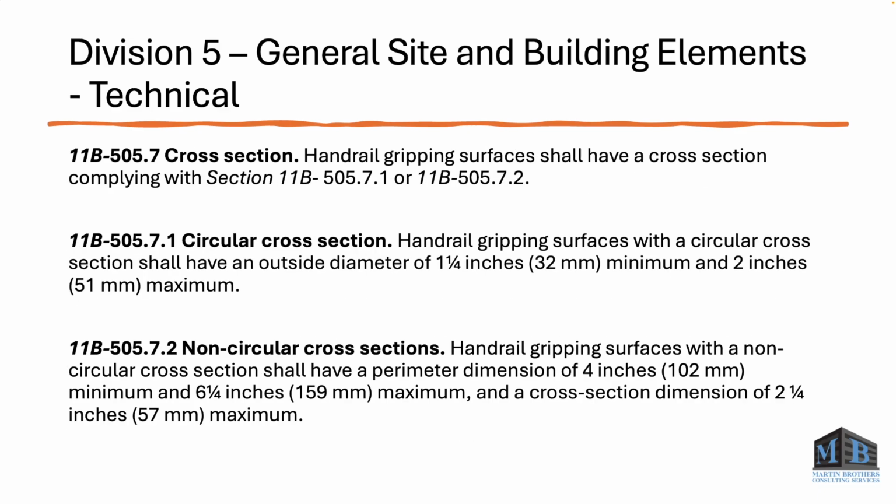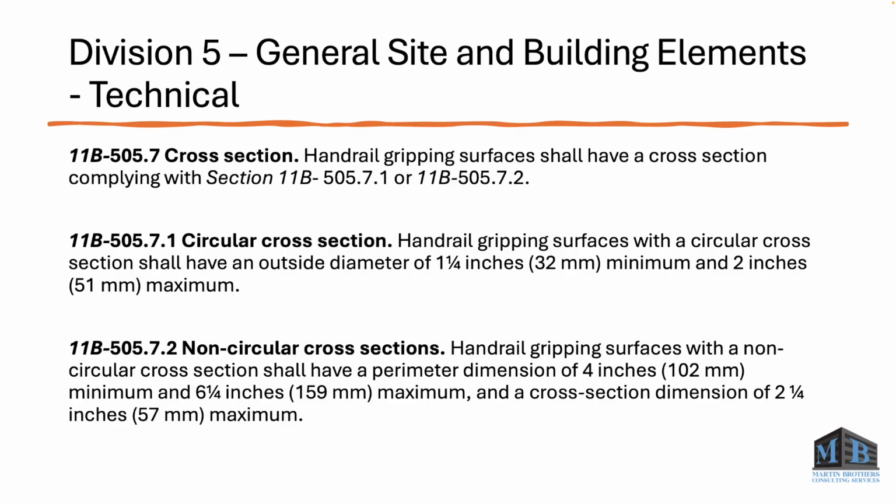Handrail cross sections. 11B 505.7. Handrail gripping surfaces shall have a cross section complying with 11B 505.7.1 or 505.7.2. We can have either circular or non-circular cross sections. 505.7.1 is for the circular cross sections.